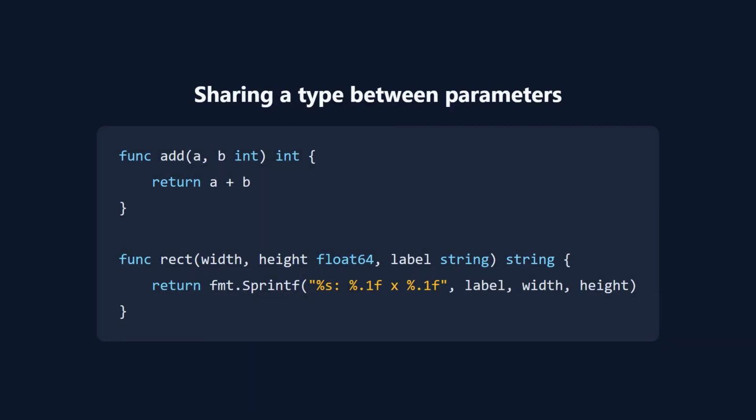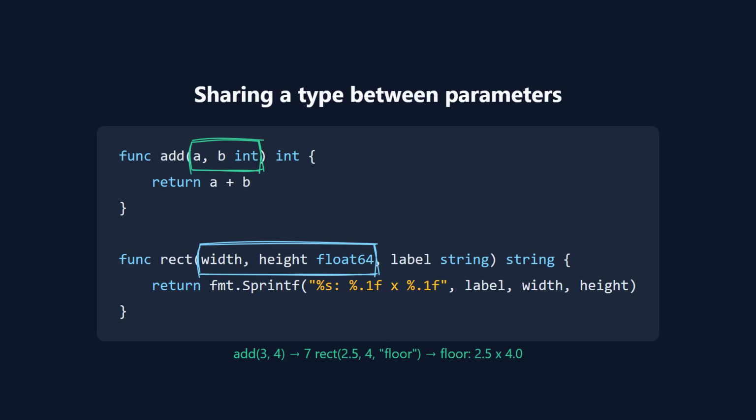Here is a small piece of shorthand you will meet constantly. When two parameters next to each other have the same type, you write the type once, at the end of the run. A comma b int means both a and b are ints. It does not mean a has no type. The second one shows it mixed. Width and height are both float64s, and then label is a string on its own. It is a small thing, but if you cannot read it fluently, real Go code looks confusing, so read it as, the type at the end of a run belongs to everything in that run.